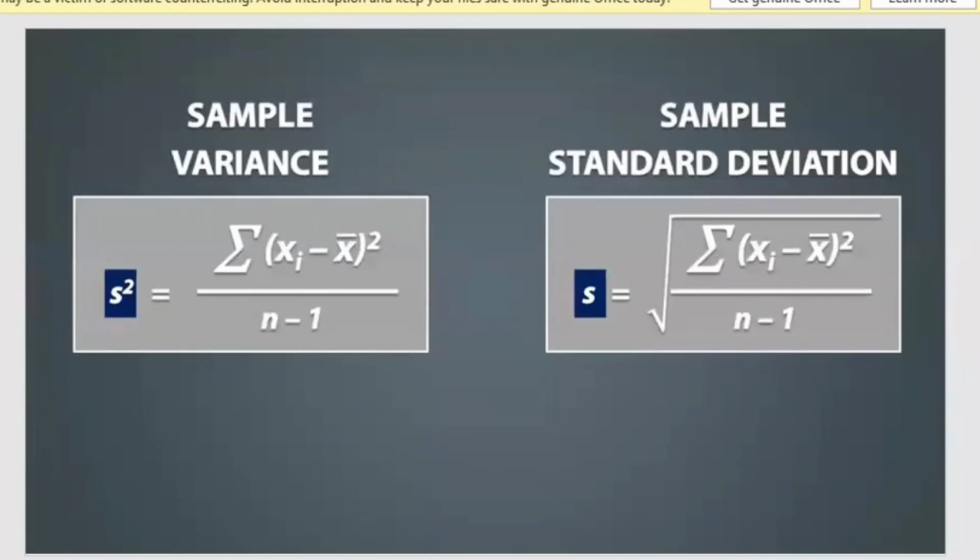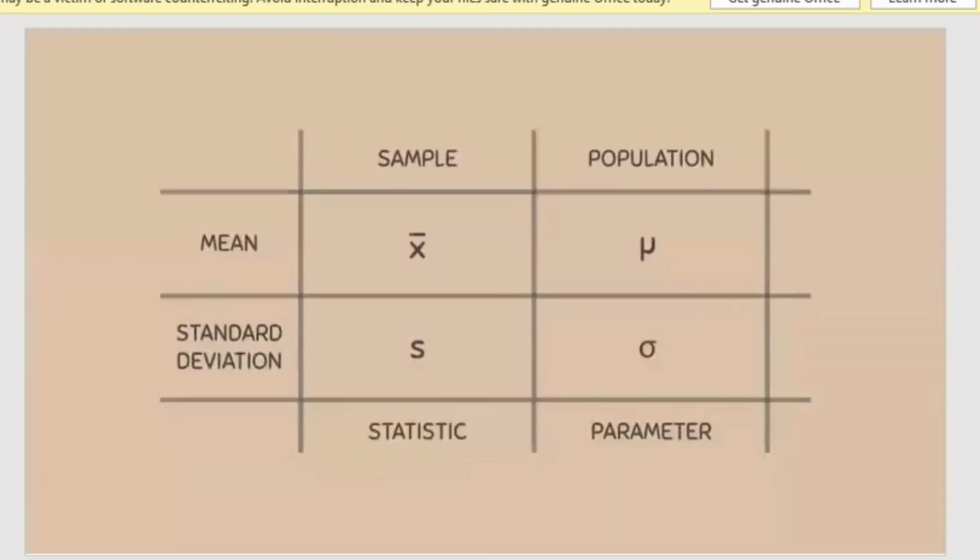Experience. Right? Now the thing is sample variance and sample standard deviation. Now we have a sample with x bar and sample standard deviation of s, and population mean of mu and sigma, the population standard deviation. These are called sample statistics.